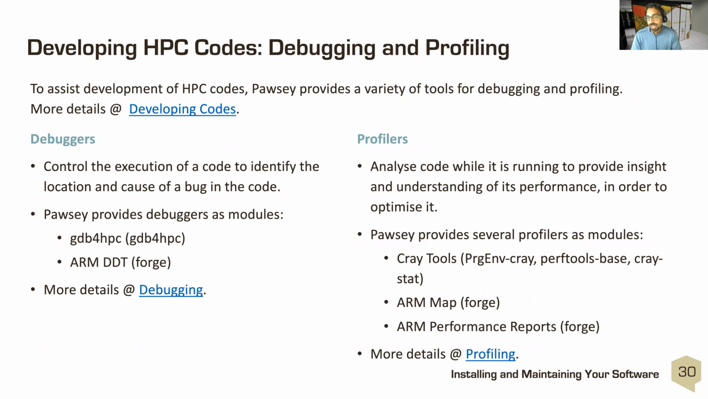And there are also profilers, which analyze the code to understand performance and give insight into how it might be optimized. There are a few tools as well. Some are Cray specific, so Cray tools require the Cray programming environment. But they do offer some nice analysis of how the code runs, like perftools and Cray STAT. There's also ARM Forge, which provides MAP and performance reports that can work with multiple sets of compilers. Again, for more details, please see the profiling documentation.